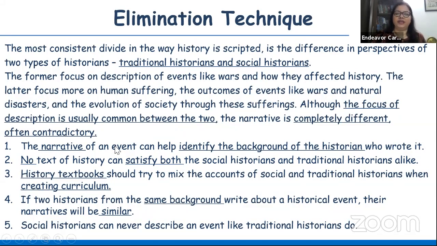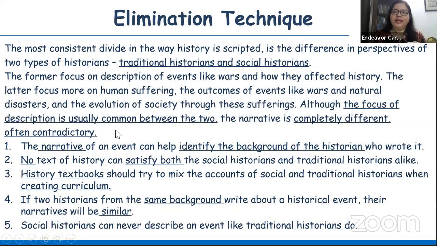The narrative of an event can help identify the background of the historian who wrote it. Is this correct? I wish I could take a quick poll and ask you, what do you think of this? Many of you will say yes. Probably a quick look at the various options and you will arrive at one as the option. But no, one is not the correct answer. Why?